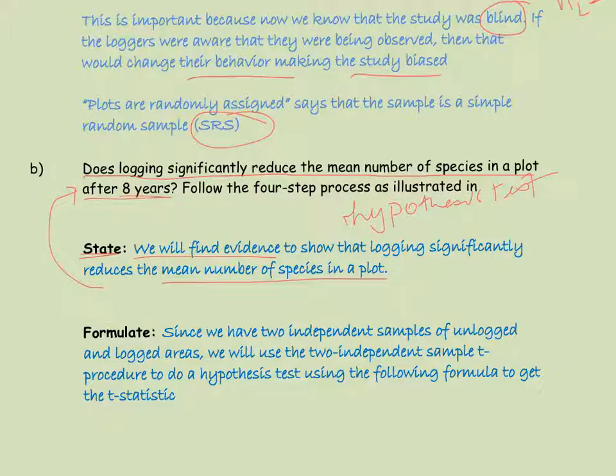The next step of the 4-step process is formulate. Here we are thinking through the given details and making a plan. How do we go about solving this problem? We have two independent samples, so it's a two-sample process, and we're going to use the two-sample procedures to do a hypothesis test using the formula. We always end with the formula to find the T statistic.